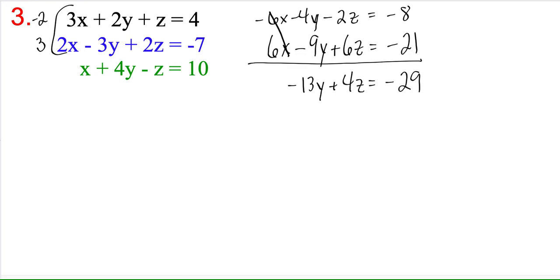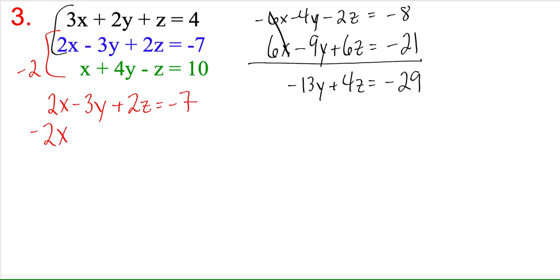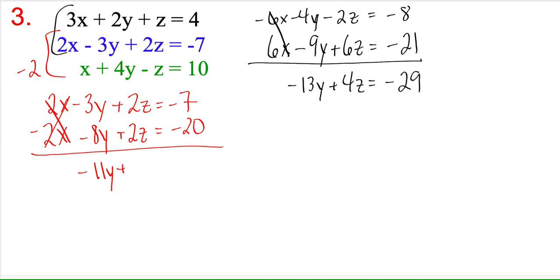All right, so now let's do our next two equations. Let's say the middle and bottom. We're going to take the bottom one times -2, so that we can cancel out the x's. So the top one there, we didn't change anything. Bottom one, we have -2x minus 8y plus 2z equals -20. And let's add those together. Okay, so we have -11y, and then 4z, and then -27. And this won't be that bad.